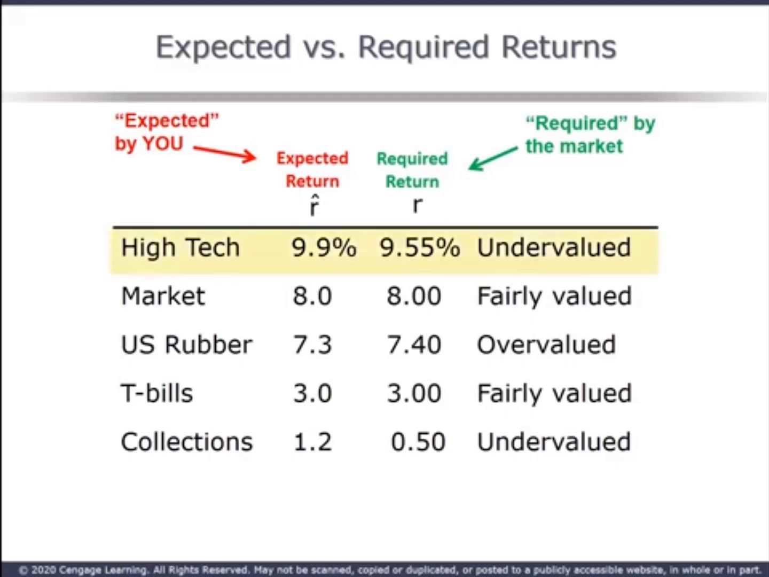High-tech appears to be undervalued since we think it will return 9.9, but it's priced to return 9.55. Collections appears to be undervalued as well since we think it's going to return 1.2, but it's required to return 0.5. U.S. Rubber, however, is overvalued. If we feel good about our expectations, we would buy high-tech and collections and sell U.S. Rubber.